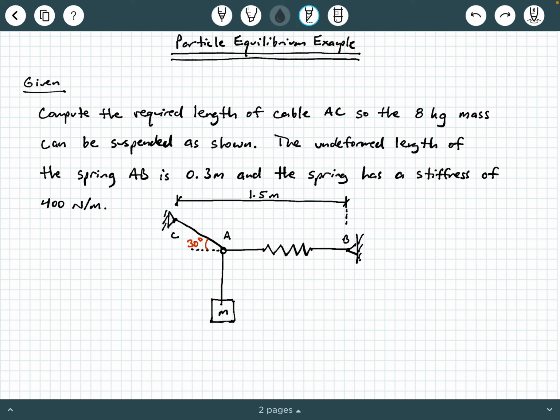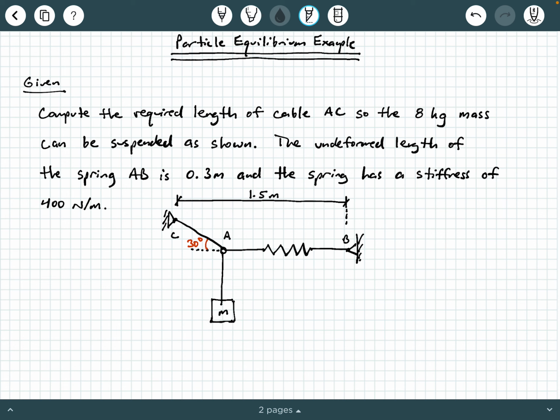In the given information, we're being asked to compute the required length of cable AC so that the 8 kilogram mass can be suspended as shown. If we take a second and look at this two-dimensional figure, we have a cable AC here, and we have another cable AB here, and we have this 8 kilogram mass hanging vertically from point A.